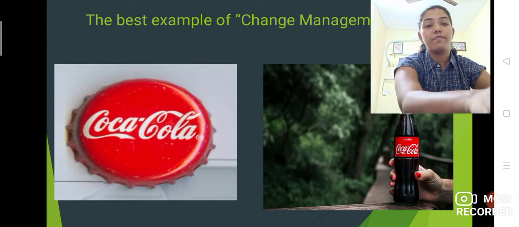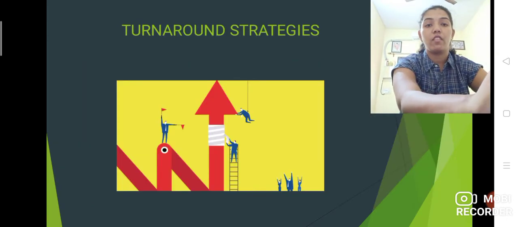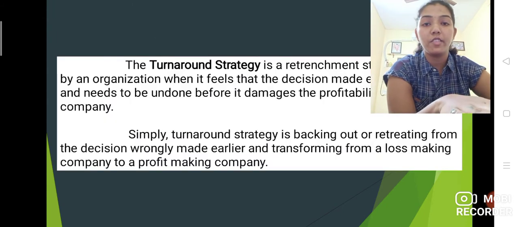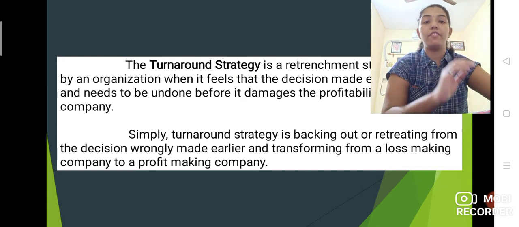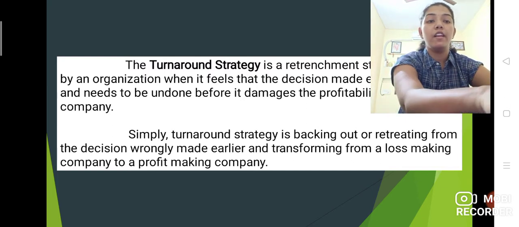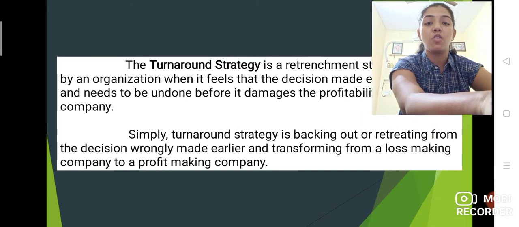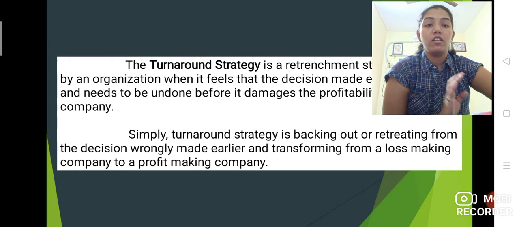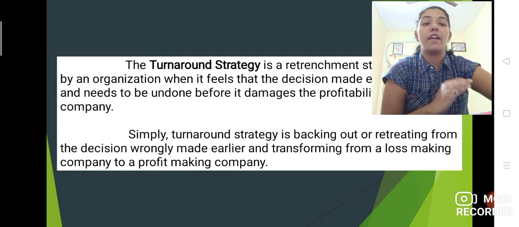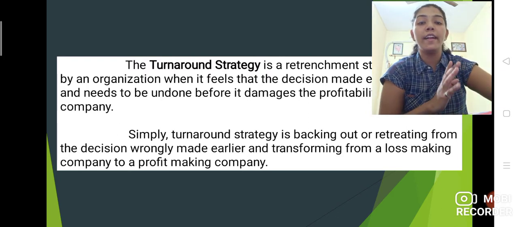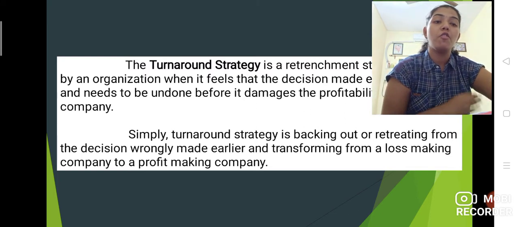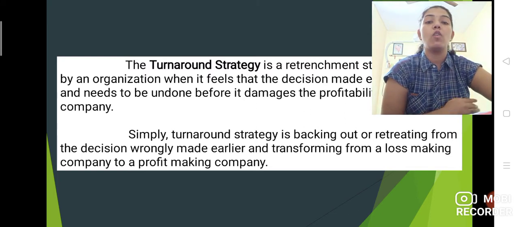So next is turnaround strategy. The turnaround strategy is a retrenchment strategy used by an organization when it feels that a decision made earlier is wrong and needs to be undone before it damages the profitability of the company. Simply, turnaround strategy is backing out or retreating from the decision wrongly made earlier and transforming from a loss making company to a profit making company.